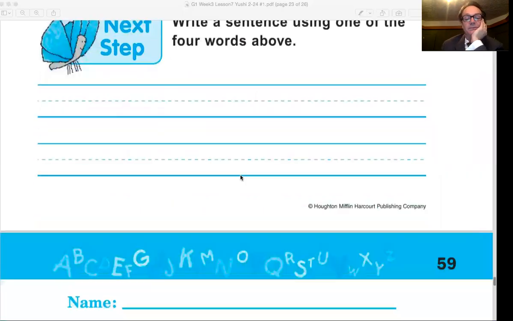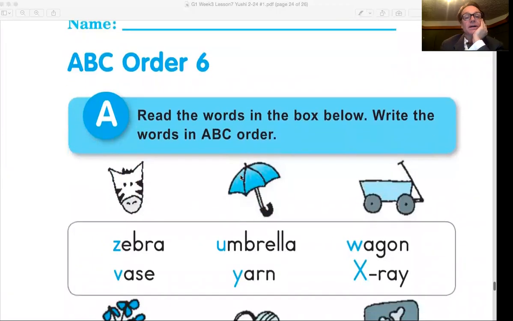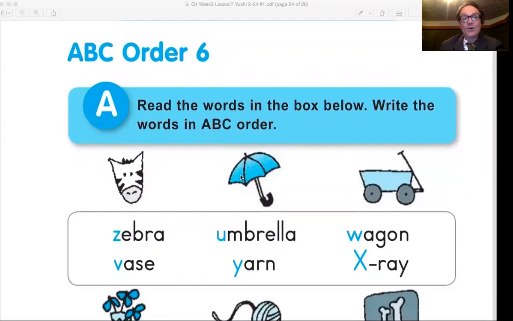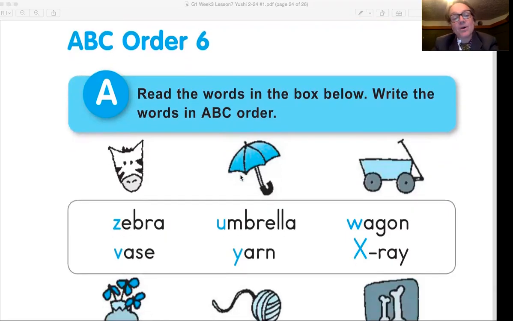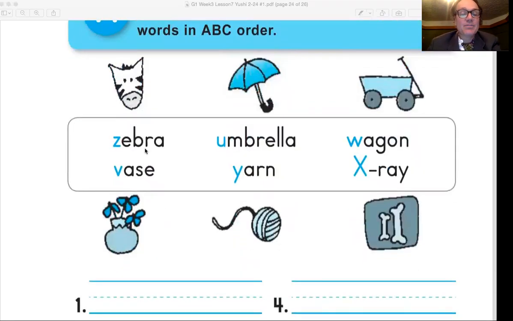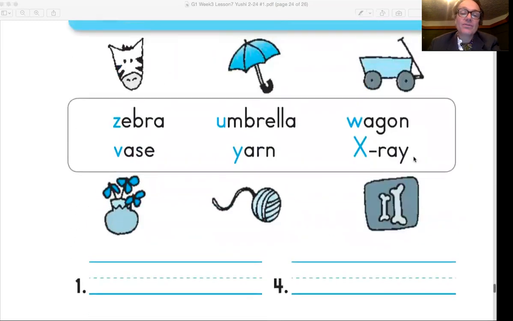Let's keep going. We're still talking about alphabetical order, ABC order. Here we go. Read the words in the box below and write the words in ABC order. Zebra, vase, umbrella, yarn, wagon, x-ray. So you need to figure out alphabetical order. Let's go through the alphabet and figure out which one of these we find first. The Z, the V, the U, the Y, the W, or the X.